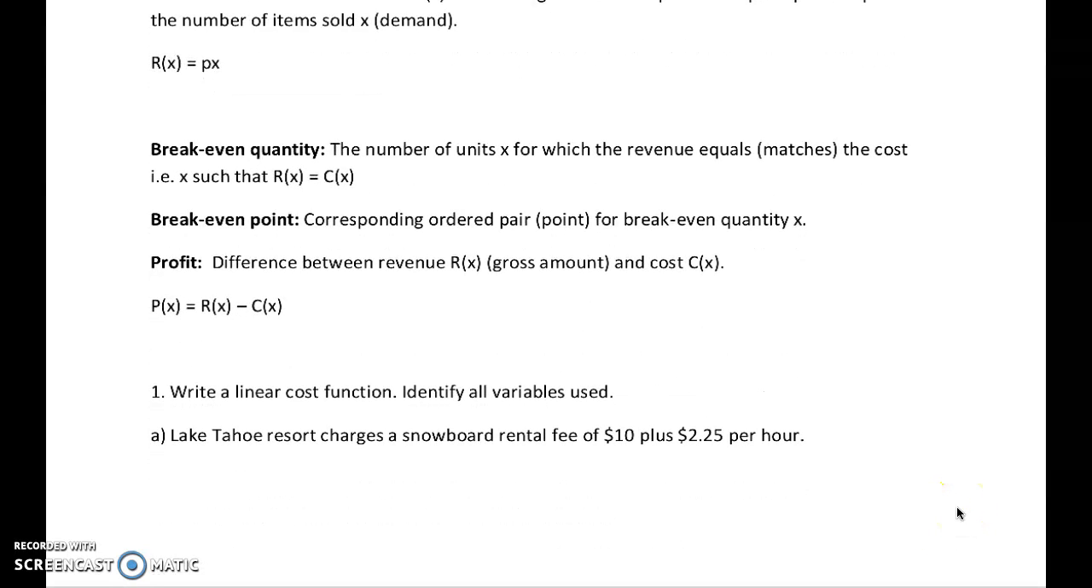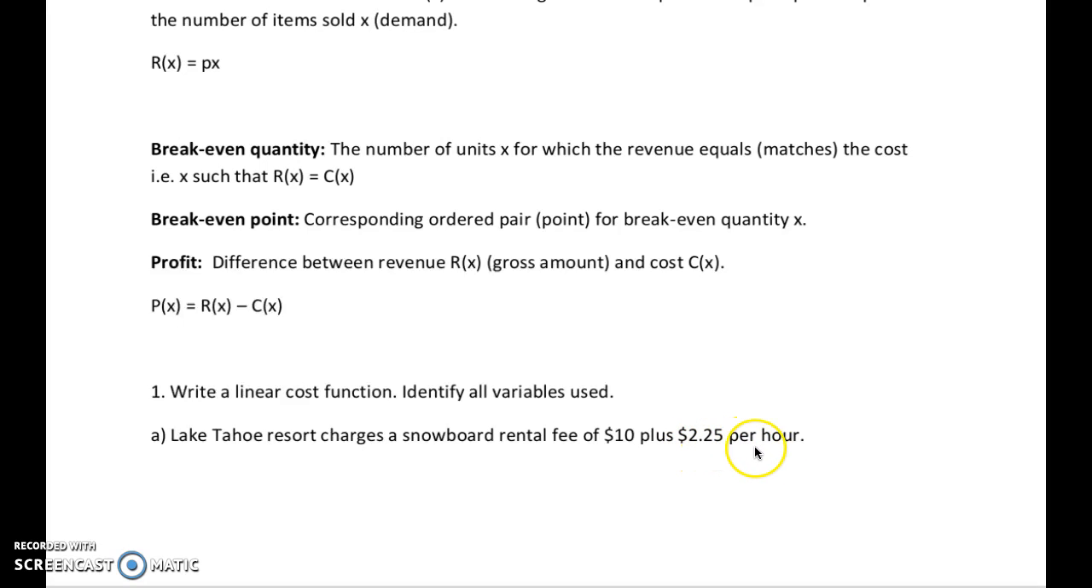Right? So the first thing we want to do is write some linear cost functions. Here we have a Lake Tahoe resort that charges a snowboard rental fee of $10 plus $2.25 per hour, where $10 represents a fixed cost. Even if we rent the board and bring it back 5 minutes later, we're still going to pay $10. And then $2.25 per hour is just how long we have the board out.